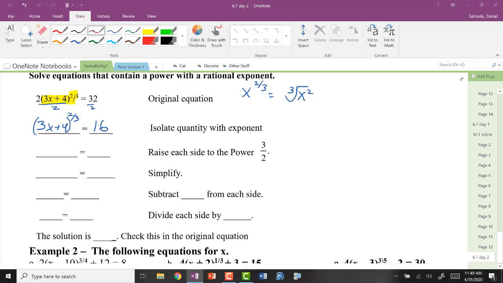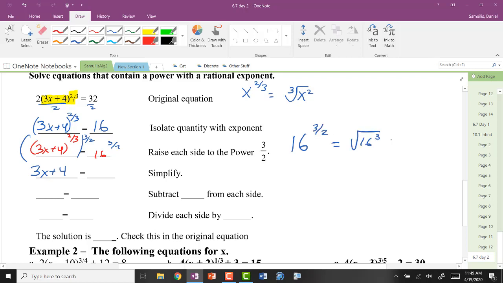So I have my 3x plus 4 to the 2/3, and that's 16. Well, I'm going to raise this to the 3/2 power, which means I need to raise this to the 3/2 power as well. So 2/3 times 3/2 is 1. So that just means I have 3x plus 4. Now 16 to the 3/2 does mean that it's the square root of 16 to the 3rd power. What's the square root of 16? 4. 4 to the 3rd, 64.